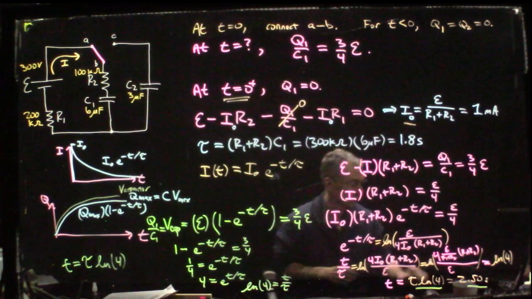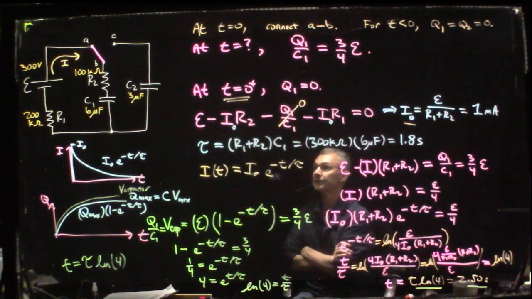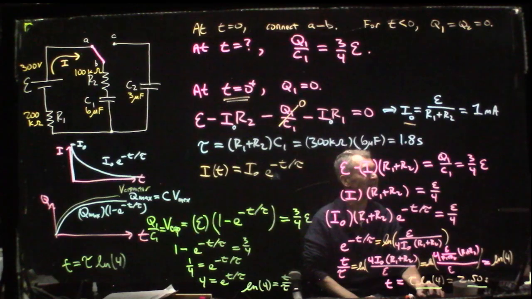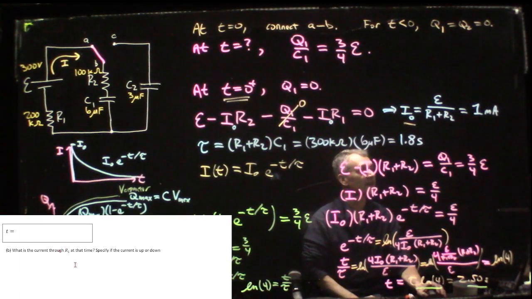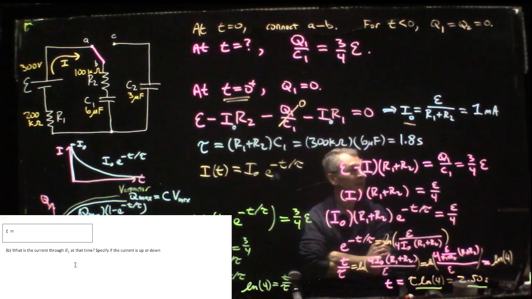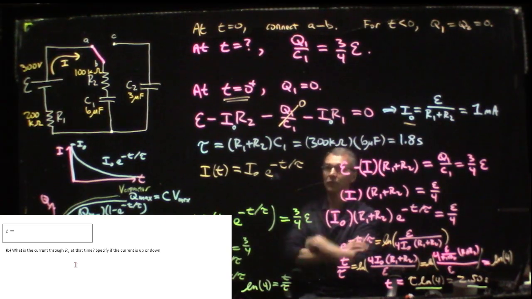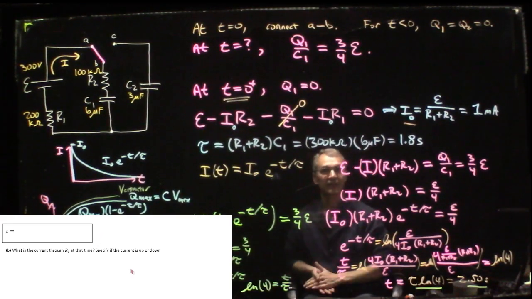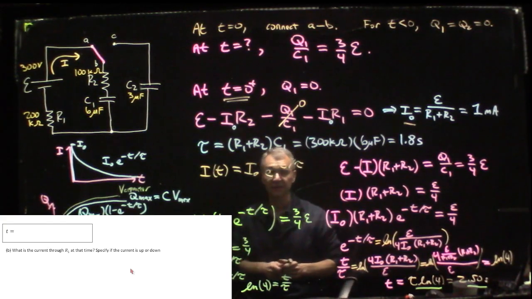What are we going to do for part B of this problem? What is the current through R1 at that time? Well, that's easy. It's 0. Is it, specify if it's up or down. It is not up or down. It is 0. Wait, no. Oh, gosh. Oh, scratch that. After a very long time, it's 0. Sorry. It's not 0. This is the current through R1 at that time. In real life, I would edit out the bloopers.